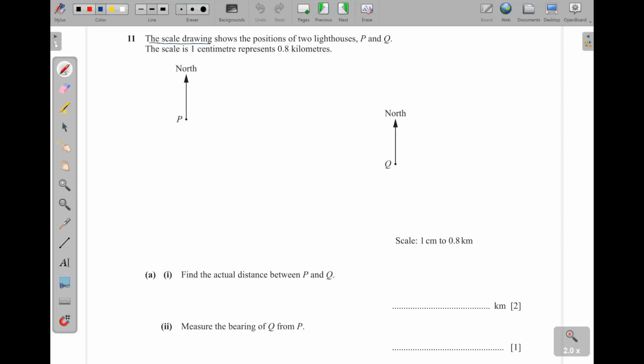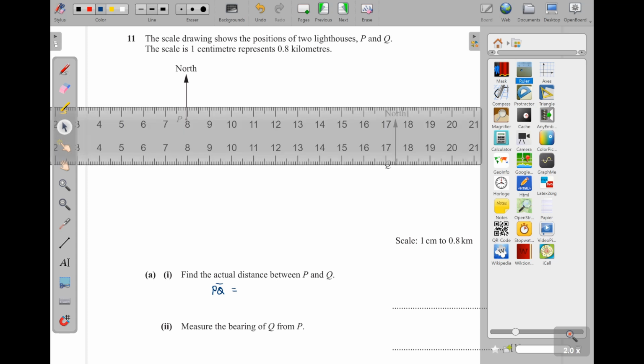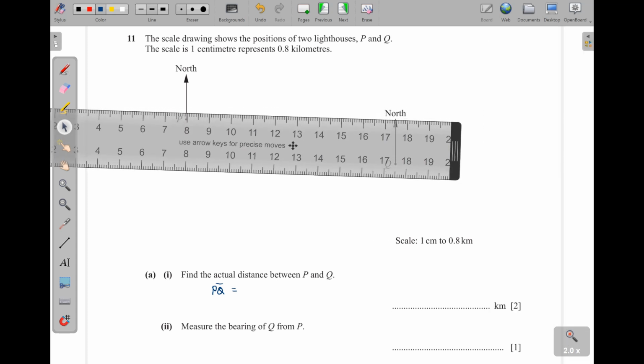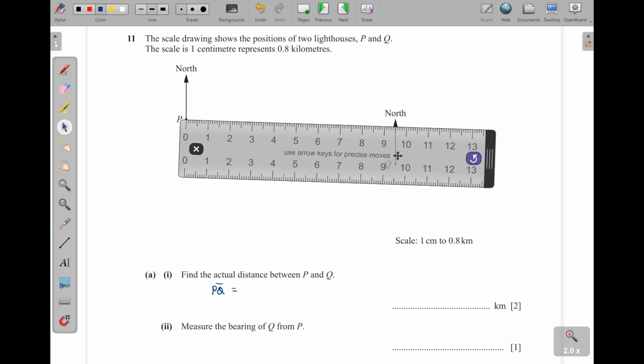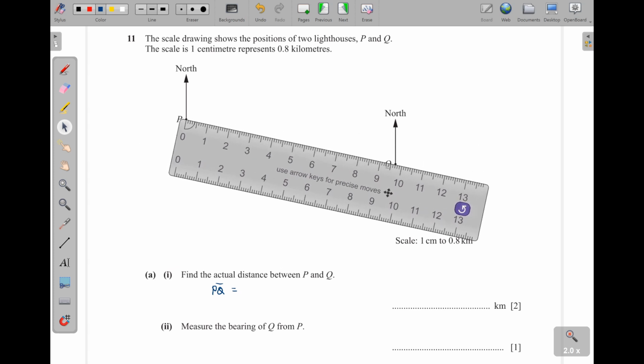Question 11. The scale drawing shows the positions of two lighthouses P and Q. The scale is 1 centimeter represents 0.8 kilometers. Find the actual distance of PQ. So we need to first measure PQ in centimeters. So you get your ruler and you put it here on P and then Q here.